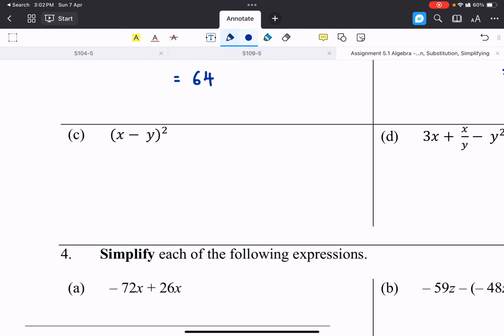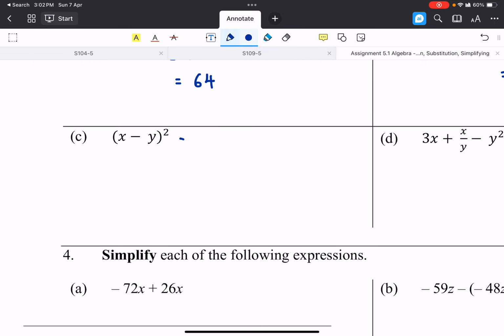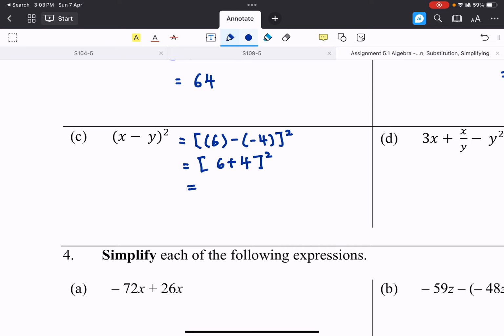Part C. Part C, right? What we have here, we have x, which is 6, put it in the bracket like this. y is negative 4, and we square it eventually, right? So let's simplify it. 6 minus negative gives us 6 plus 4, squared. Simplify to 10 squared, which results in 100.